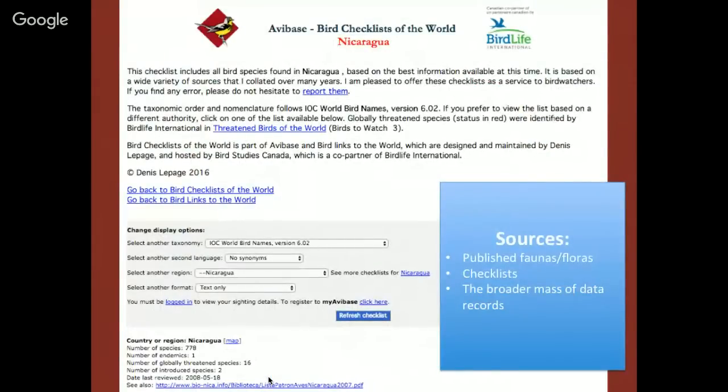So different taxa will have different sources of authority lists. We can use published floras and faunas. We can use checklists like this one for the birds of Nicaragua. Or, in the worst case, we can simply use the broader mass of data records and look for inconsistencies. My point is, there are technology tools behind this to compare our list with an authority list.